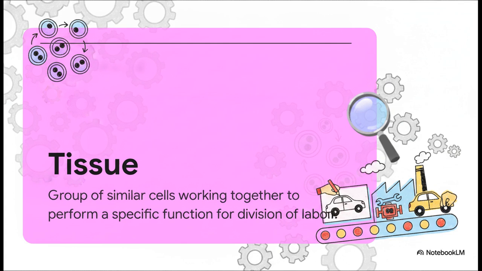Honestly, it's exactly like a massive factory. If one single person tries to build a car all by themselves, it's ridiculously slow. But if you have an assembly line where one group only paints, another only builds the engine, and someone else installs the tires, suddenly production is incredibly fast. In biology, we call this the division of labor, and it massively increases the efficiency of the body.